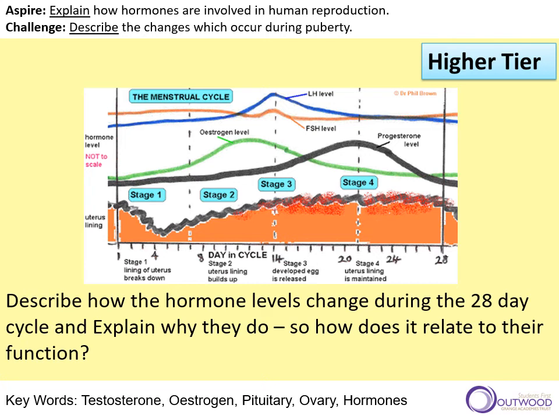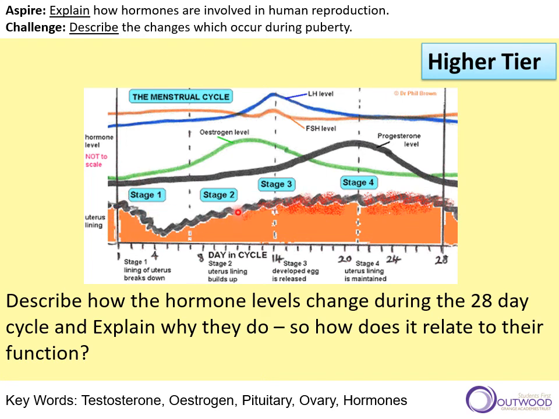And the question that I'm posing you: describe how the hormone levels change during the 28-day cycle. Explain why they do so. So how does it relate to their function? And what you can see here is the hormone levels. Okay, so you've got green for estrogen, black for progesterone, orange for FSH, and blue for LH. These are nominal days, so you've got day 1 to day 28, and this is the lining of the womb, and it shows you what's occurring.